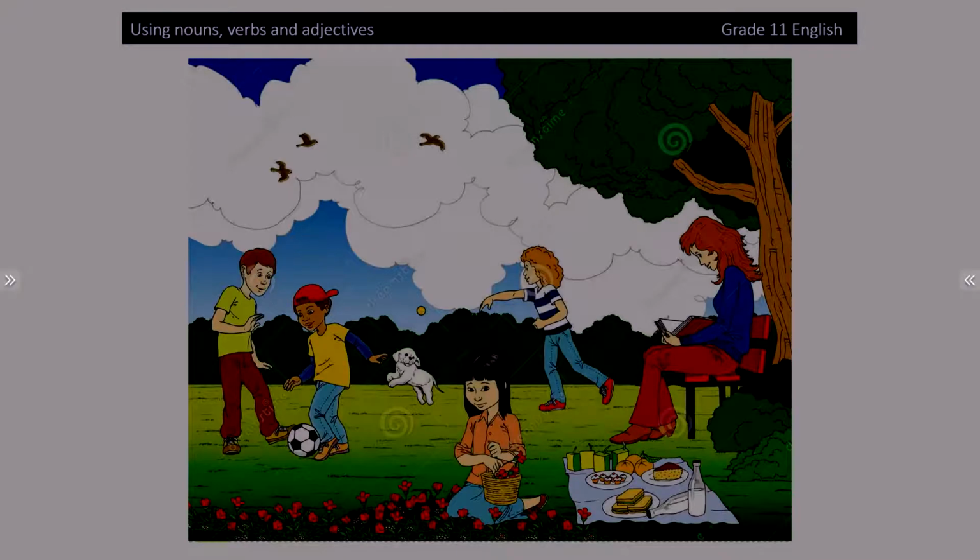Alright. Now what I can say is a lady reading a book, 2 boys playing with a ball, and another boy playing with a dog, and there is a girl picking flowers, and I see a nice picnic mat there with some food items, and also I can see a white puppy jumping there.